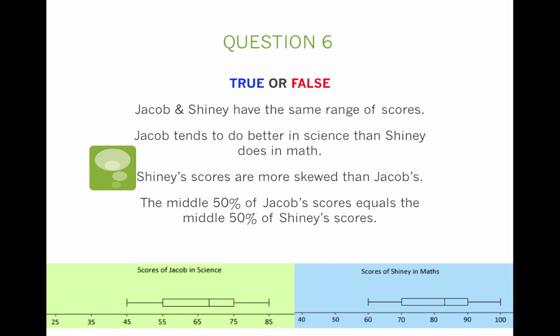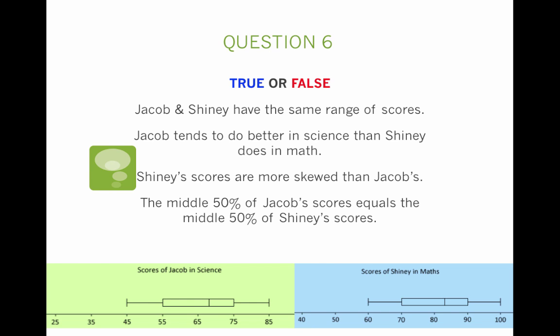All right, question number 6, true or false. We have 4 statements here, and we see we have 2 box and whisker plots at the bottom, one for Jacob's science scores and one for Shiny's math scores. So let's start with statement number 1. Jacob and Shiny have the same range of scores. Let's look at Jacob's range. What does the range consist of? The range consists of max minus the min, where our max for Jacob's science scores is 85. His minimum score is 45, so he has a range of 40.